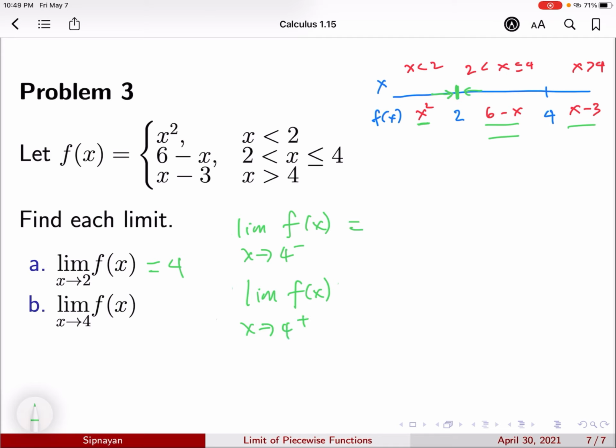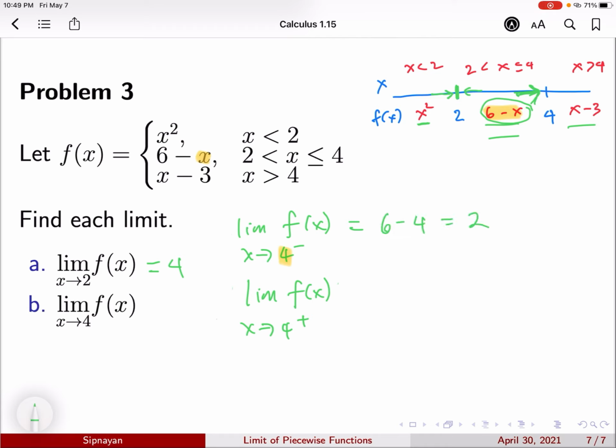So, the limit of f of x as x approaches 4 from the left, dito siya, di ba? Nag-approach siya ng 4 from the left, and yung corresponding expression ay ito. This means that we will substitute 4 dito sa x. Kasi ito yung kanyang corresponding expression. So, this is equal to 6 minus 4, which is equal to 2.